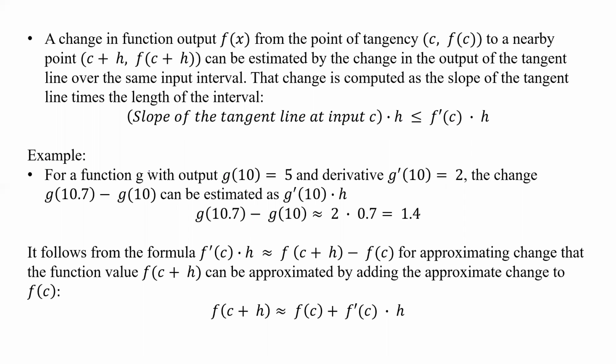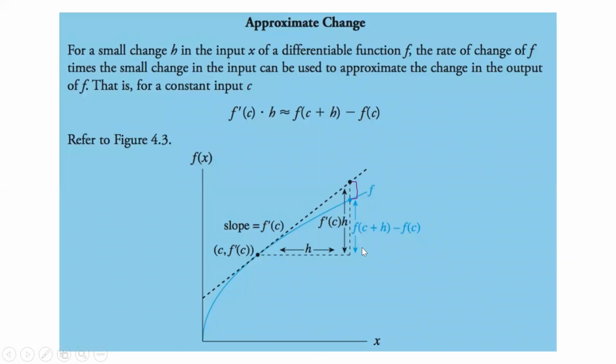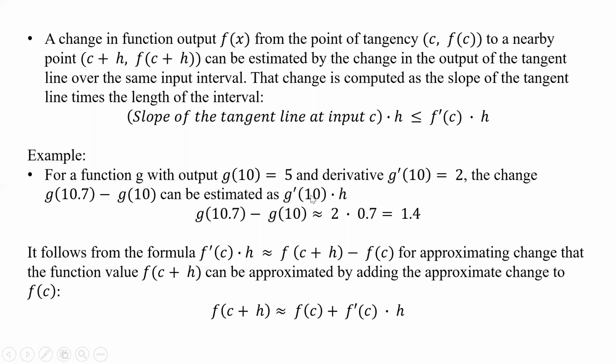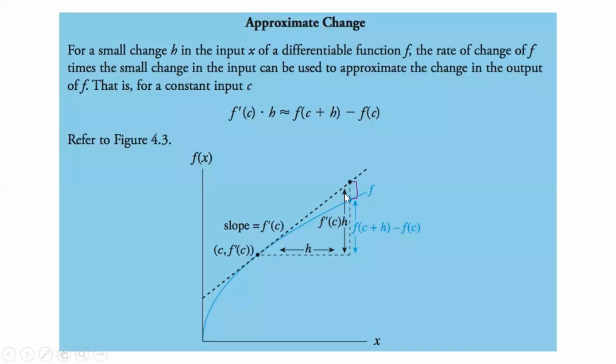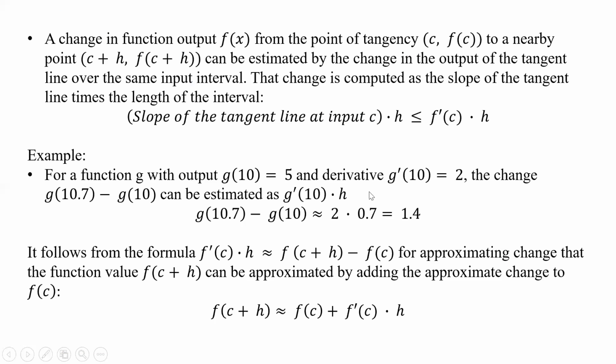And so if we look at an example based on what we're looking at here, say we have some function g, where g of 10 is equal to 5 and the derivative at 10 is equal to 2. Then the change from g of 10 to g of 10.7, if we subtract those off, is going to be estimated as g prime of 10 times h. How do we get that? Well, g prime of 10 we said was 2, so we take 2 times our h. Our h is going from 10 to 0.7 higher, so it's times 0.7, and that's going to be 1.4.